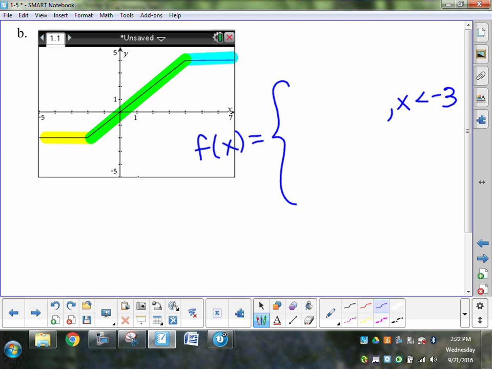Who can tell me when I'm using the yellow piece? Who can tell me when I'm using the blue piece? When x is greater than +4. Okay, so that x is greater than +4. How about the middle green piece? When am I using that? When x is less than or equal to -2.